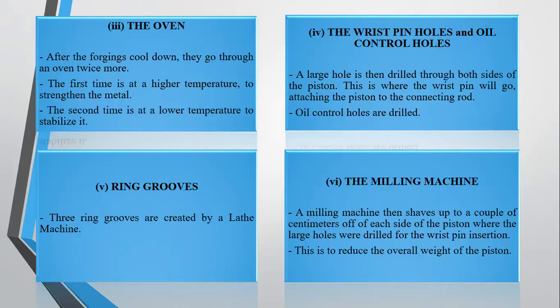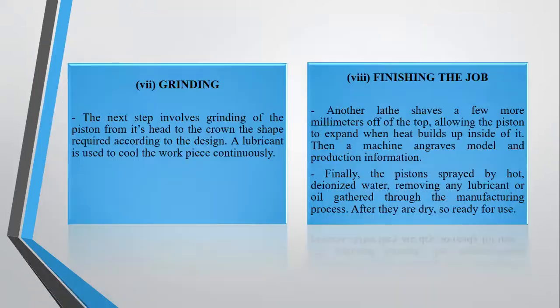For the milling machine, it then shaves off a couple of centimeters on each side of the piston, where the large hole is drilled for the wrist pin insertion. This is to reduce the overall weight of the piston. For the grinding, the next step involves grinding the piston crown to the shape required according to the design. A lubricant is used to cool the workpiece continuously.